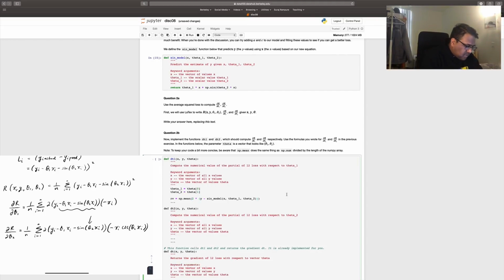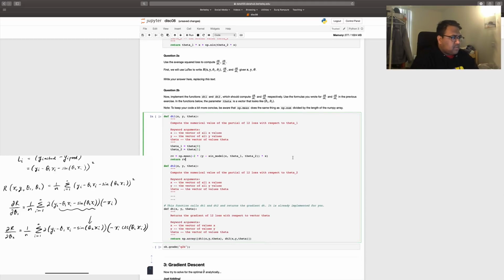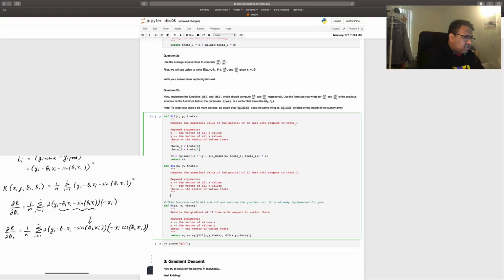So then multiply this whole thing by negative x, or I can even just multiply it by x and put a negative out here. Doesn't really change anything. So I can just return RV. Great. So that's just an implementation of what we analytically found the derivative with respect to theta 1 to be. We'll do almost the exact same thing for theta 2. So we'll take the mean of, and again, I can just write this as negative 2 times y minus sine model of x, theta 1 and theta 2, where I have to copy this.